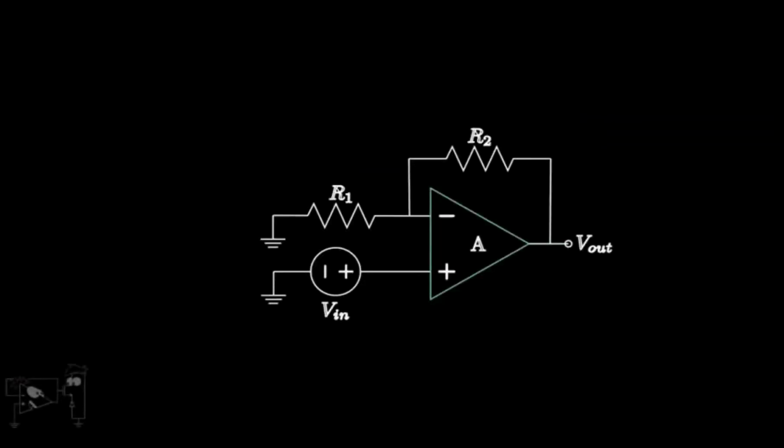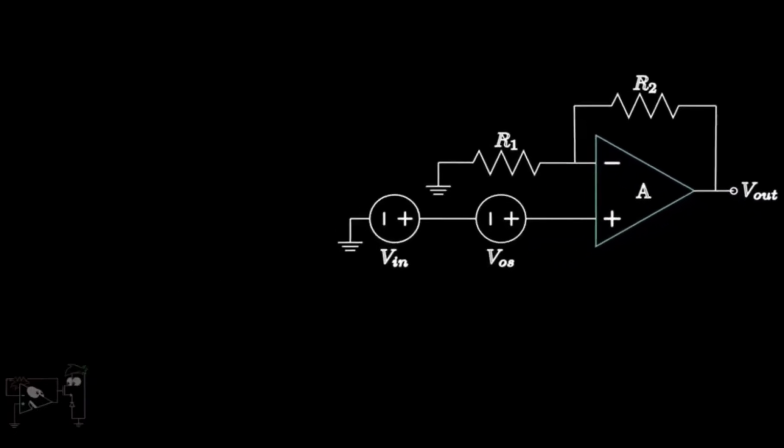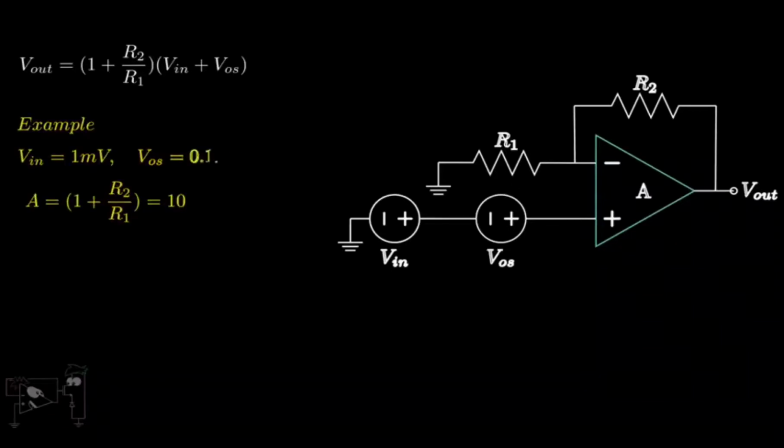Let's take the example of the non-inverting amplifier. In the presence of op-amp offsets, the non-inverting amplifier now sees an input of Vin plus VOS. Hence, the output becomes (1 plus R2 by R1) times (Vin plus VOS). This means that the op-amp not only amplifies the input, but also the offset voltage, leading to severe inaccuracies. Suppose the value of Vin is 1 mV and the value of the input offset voltage is 0.1 mV. If the gain of the circuit is 10, then Vin will be amplified to 10 mV and VOS will be amplified to 1 mV.